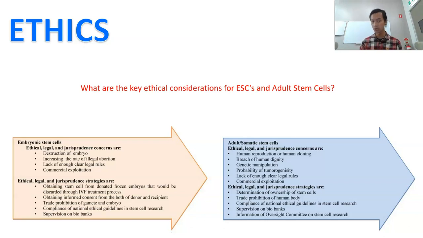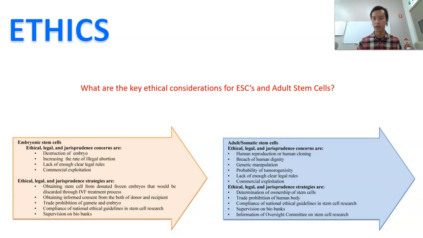Considerations for adult stem cells, things that are of concern could mean opening the door for things like human cloning, any sort of breach or genetic manipulation like designer babies and that idea, and also perhaps the lack of legalities and rules and commercial exploitation.